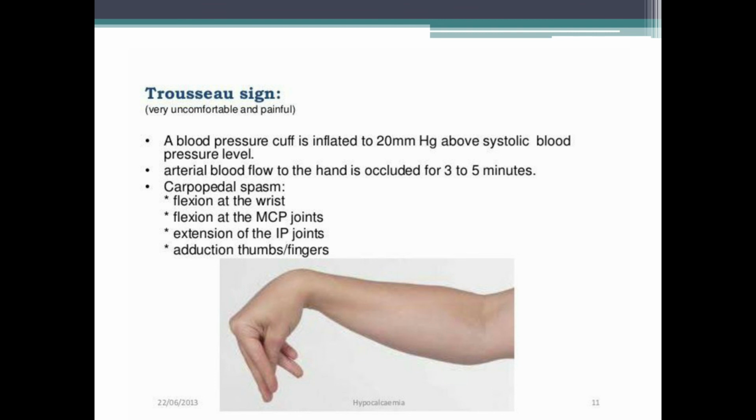So how do they check for Trousseau's sign? A blood pressure cuff is inflated to 20 mmHg above the systolic blood pressure, so the arterial blood flow to the hand is occluded for 3 to 5 minutes. If this is done, what happens? There is a carpopedal spasm. Carpopedal spasm means flexion at the wrist, flexion at the metacarpophalangeal joint, extension of the interphalangeal joint, and adduction of the thumb and fingers. This is Trousseau's sign.